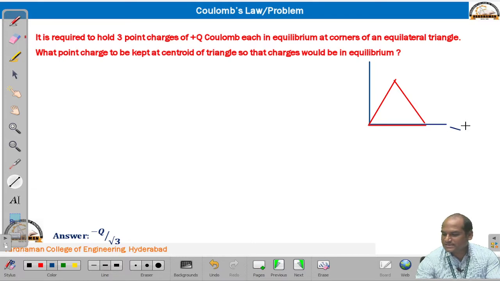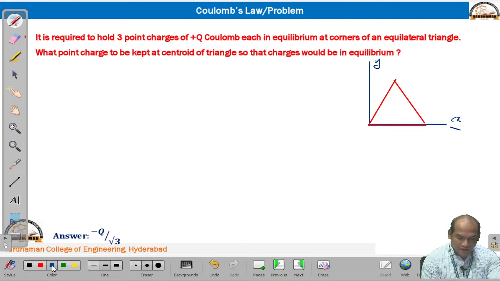So, this is the x axis and this is the y axis, and the equilateral triangle is represented with that red color, and we have 3 point charges of q coulombs only. So, here q coulombs is there, q coulombs and q coulombs. We will assume that the equilateral triangle side length is a, small a.